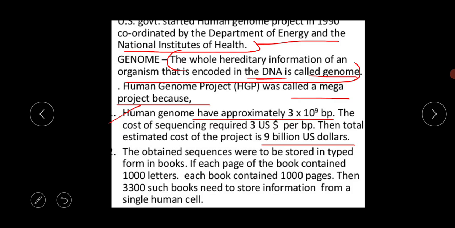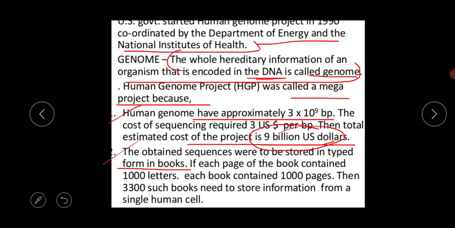So why is this called the mega project? Because it needs more money. So the total estimated cost of the project is $9 billion. Okay. Next thing, why is this also called the mega project? The obtained sequences were to be stored in typed form in books. Okay, so this is actually one data collection center.